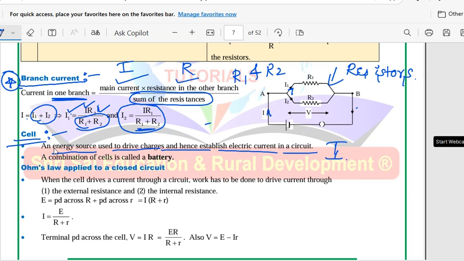See, a cell is an energy source used to drive charges and hence establish electric current in a circuit. So that is called a cell. A combination of cells is called a battery.